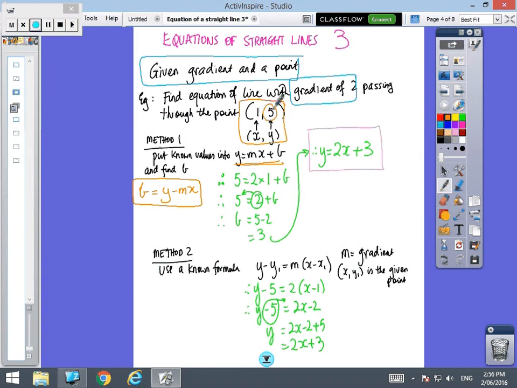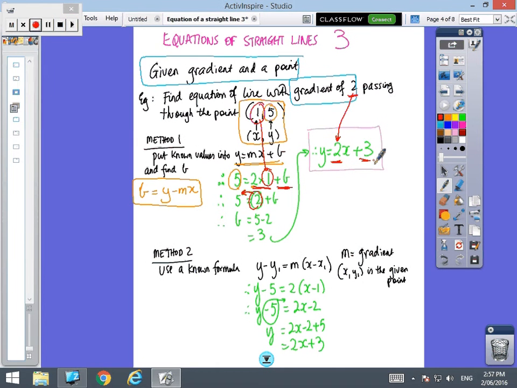So the 5 goes out the front, m comes from the question, x goes there, and plus b. We're trying to find b, so we'll just leave it as b. 2 times 1 is 2, then take the 2 across the other side, becomes a minus 2, 5 minus 2 is 3, and so the answer is 2x. The 2 came from the question, so we could have written that down straight away, y equals 2x. We just didn't know what to do with the b value, and then the b value just goes at the back.